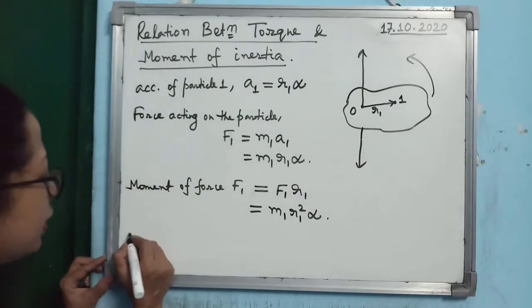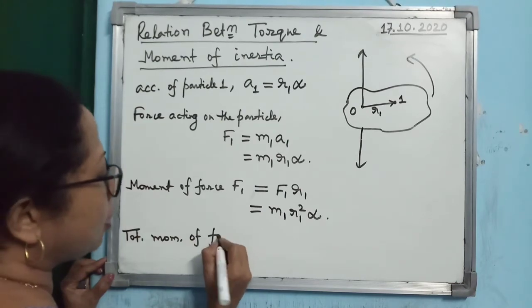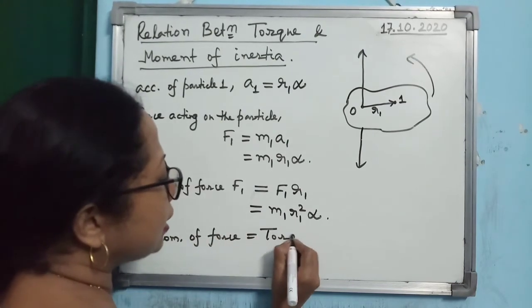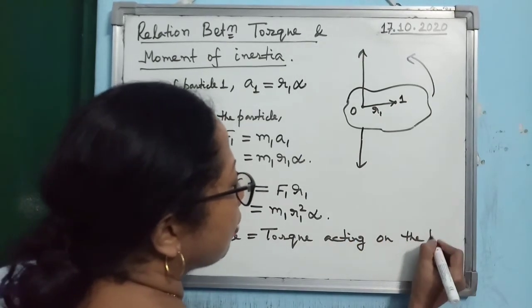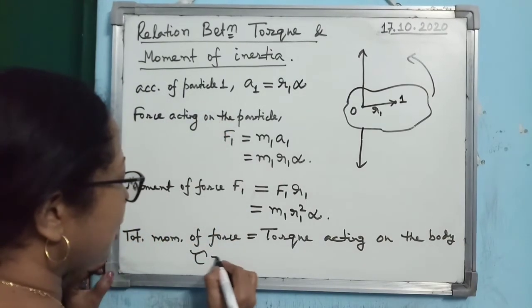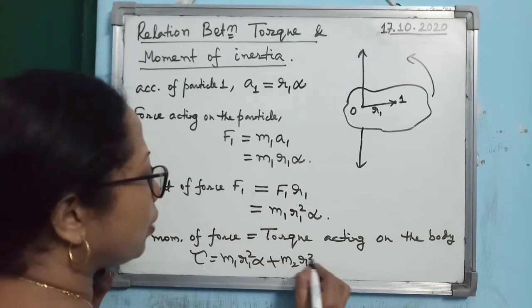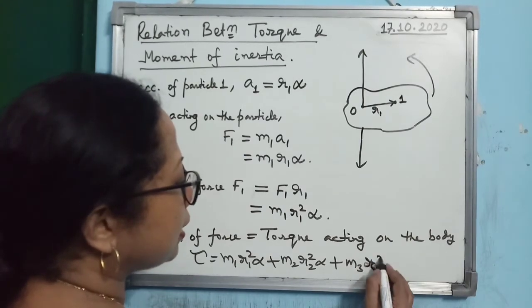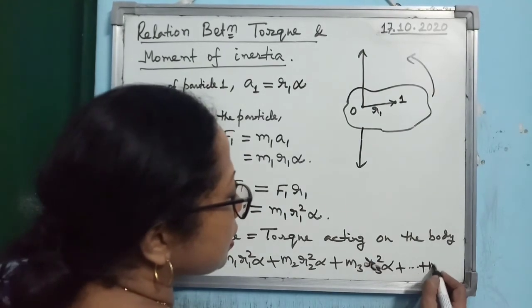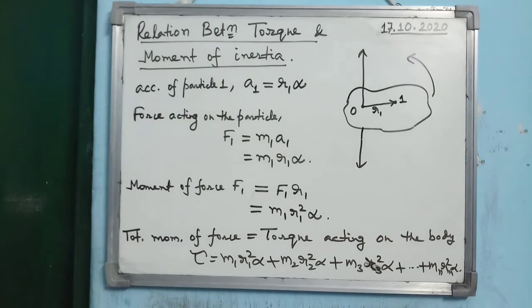So what will be the total moment of force, or torque, acting on the body? You can write it as m1 r1 square alpha plus m2 r2 square alpha plus m3 r3 square alpha, and so on. Let us consider the last particle to be the nth particle, so mn rn square alpha. So one can write what the torque will be.